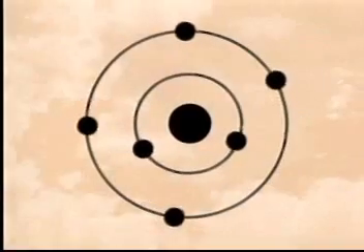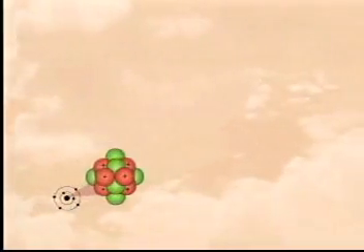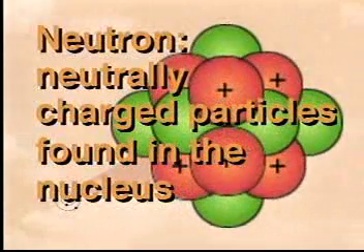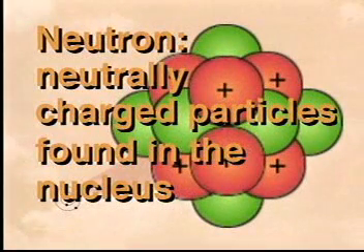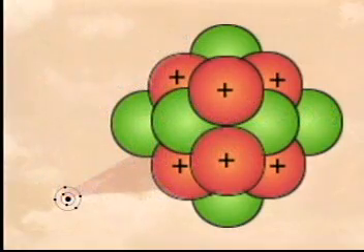The other subatomic particles located in the nucleus are neutrons. A neutron is a neutrally charged particle. They do not have a charge. Neutrons also have an atomic mass of about 1 atomic mass unit.